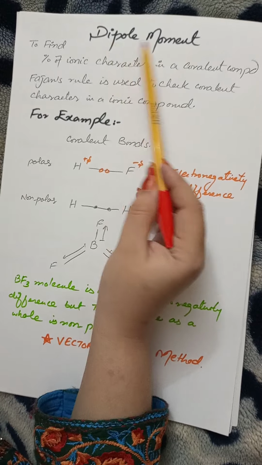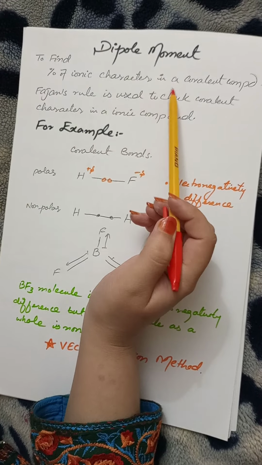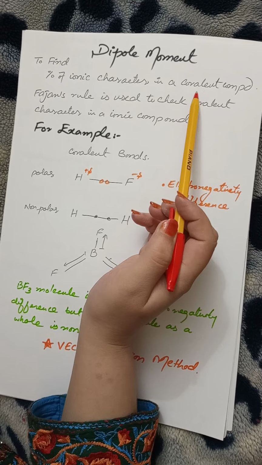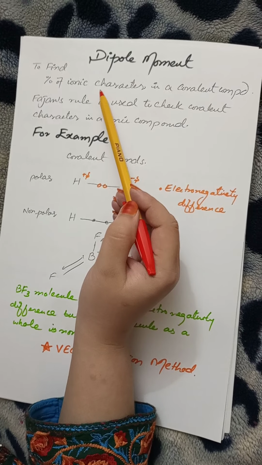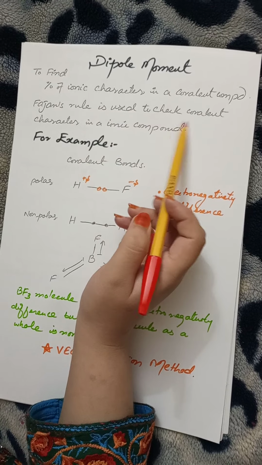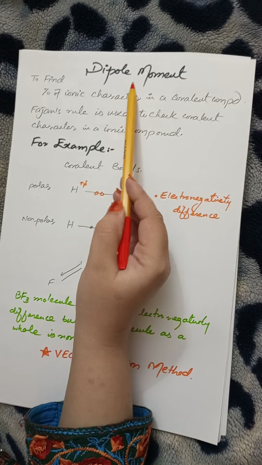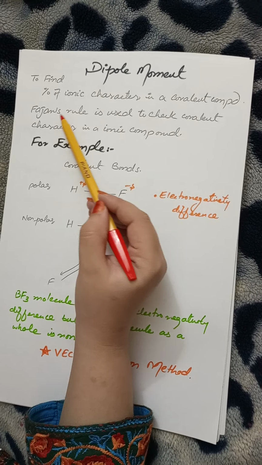So dipole moment is used to find the percentage of ionic character in a covalent compound. Okay, how much your covalent compound is ionic in nature. We have Fajan's rule, which is used to check the covalent character in ionic compounds. So this dipole moment is just the opposite of Fajan's rule.